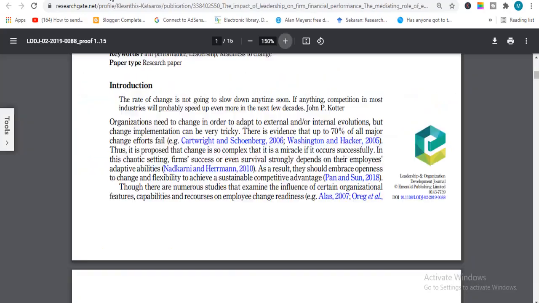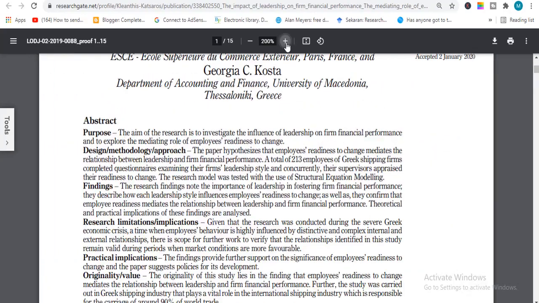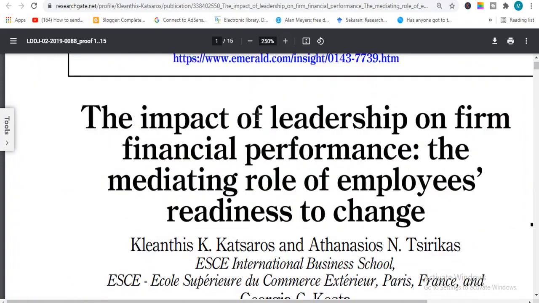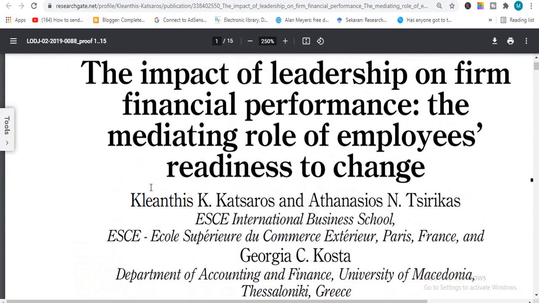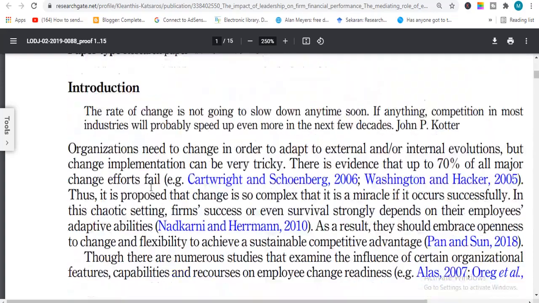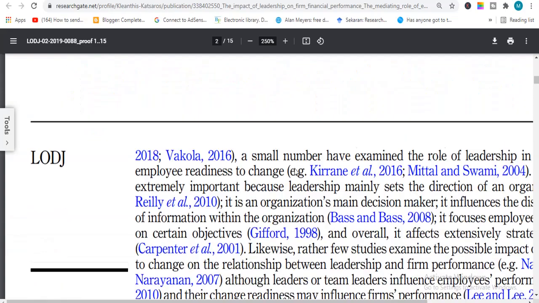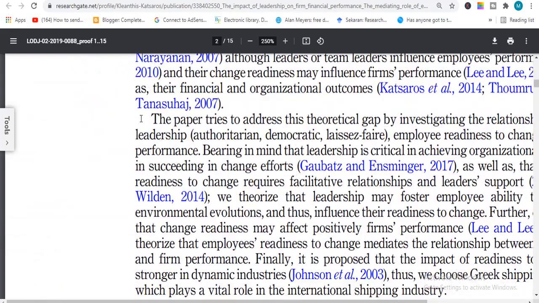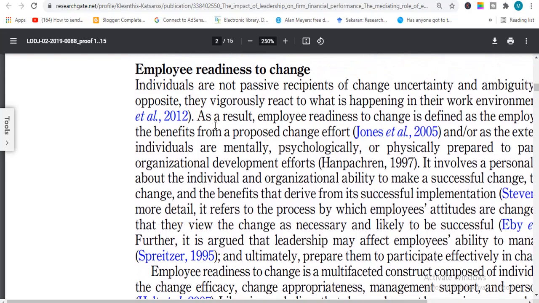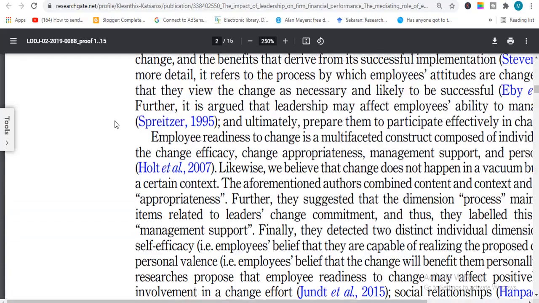Let me show you another example. It will clear you furthermore. The study is on the impact of leadership on financial performance, okay, you can see, emulating the role of readiness to change. As an introduction, they are starting with the opening statement, a powerful opening statement. You have to start like this. Then you have to start with the supporting statement. Okay, what they are addressing. Then here comes your literature review.